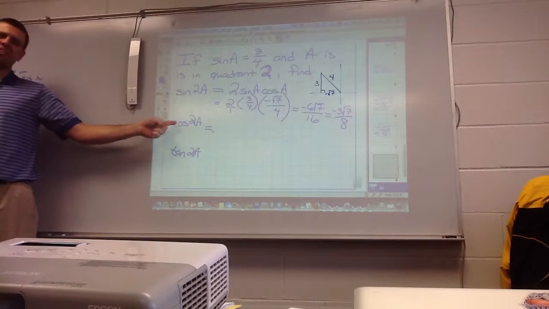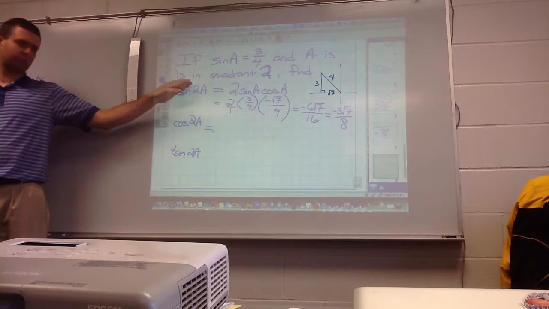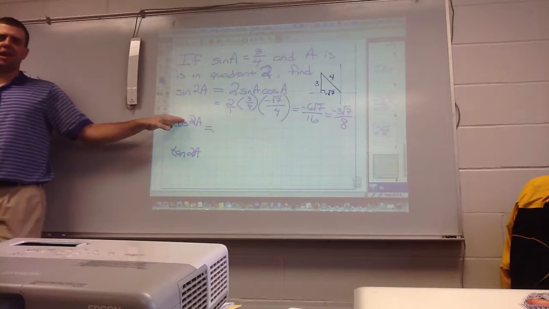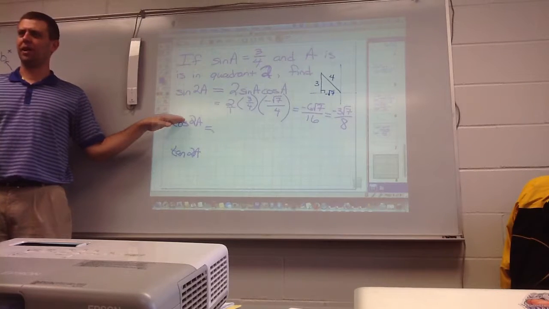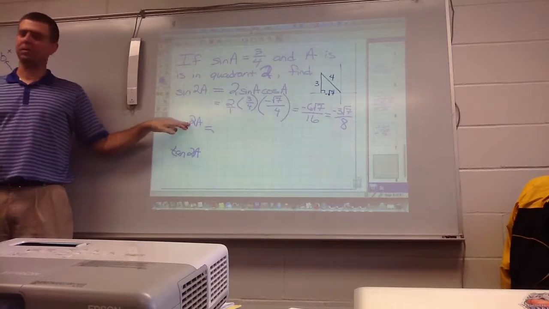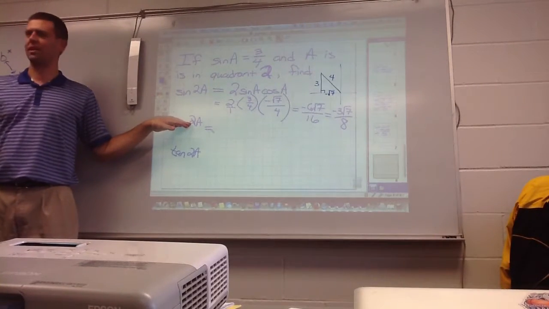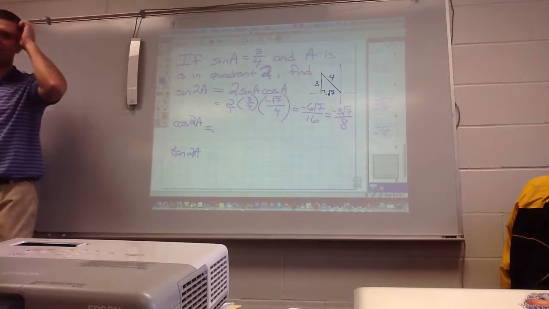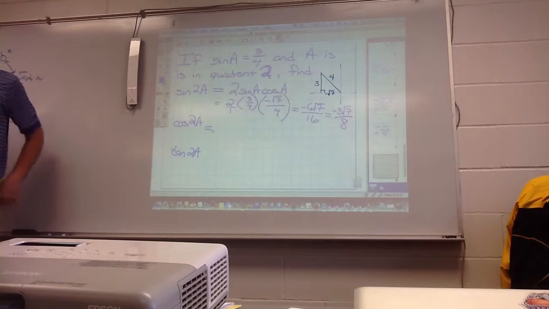Had this been the only thing they asked me to find, I would have chosen the one that says 2 cosine squared A minus 1. You know why? Wouldn't have had to draw a picture. Or no, excuse me, 1 minus 2 sine squared. Sorry. 1 minus 2 sine squared. Then you won't have to draw the picture because you know your sine already. But which one you want to use, doesn't matter.